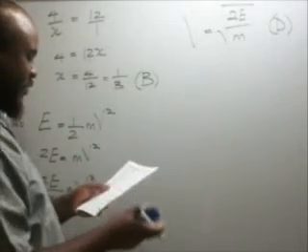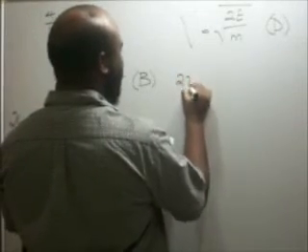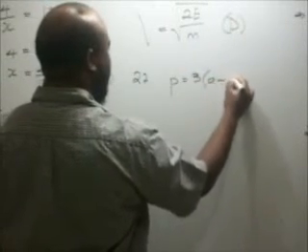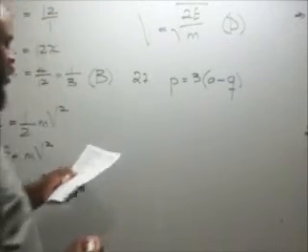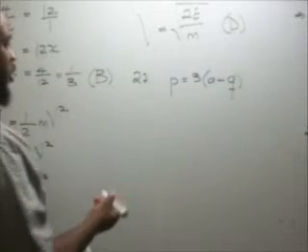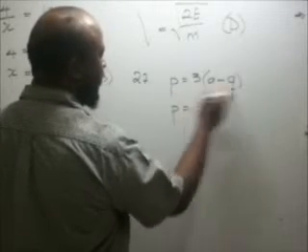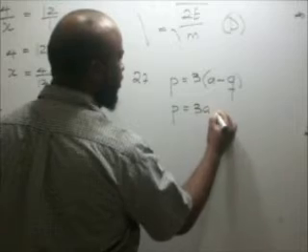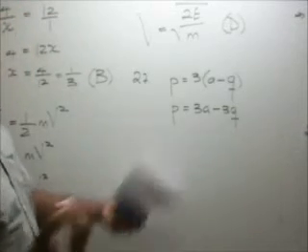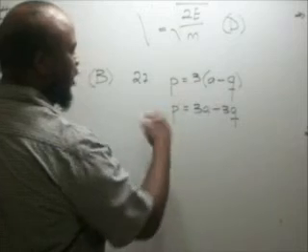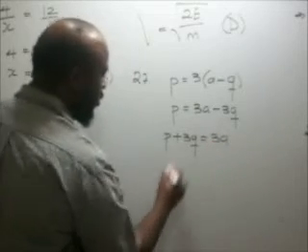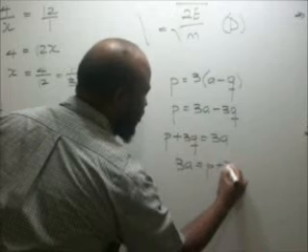Alright, question number 27 says if P is equal to 3 into A minus Q, then 6A would be equal to what? We need to find out what 6A would be equal to. Let's see, we have P. Apply the distributive law: 3 times A is 3A, minus 3 times Q, 3Q. We want to find 6A, so let's first find out what 3A is equal to. This minus 3Q is going to come over as positive, so P plus 3Q is equal to 3A.